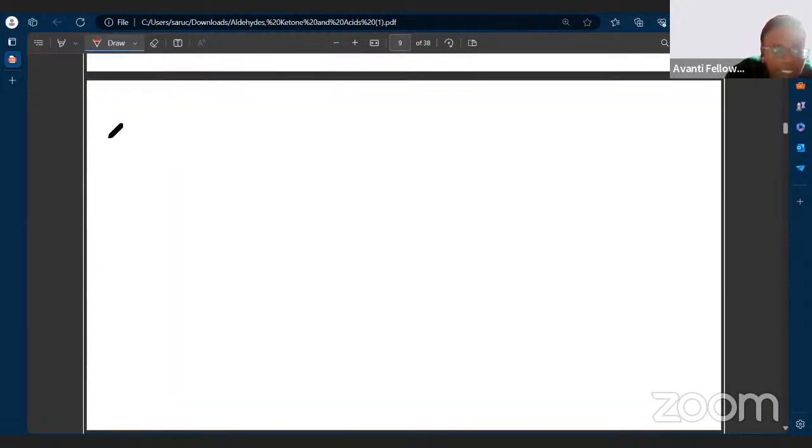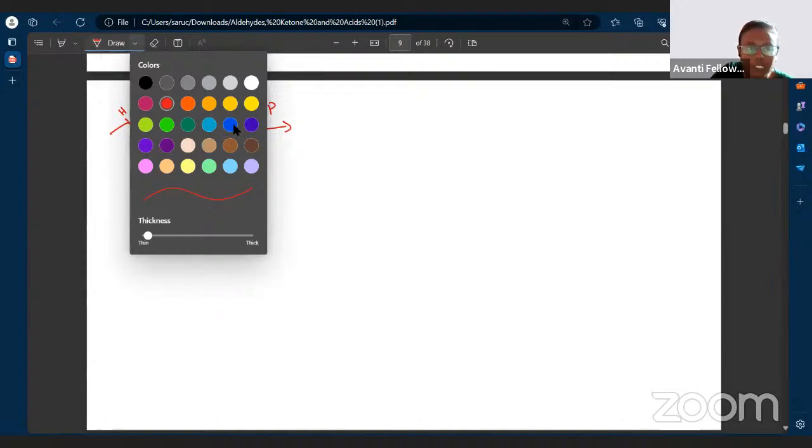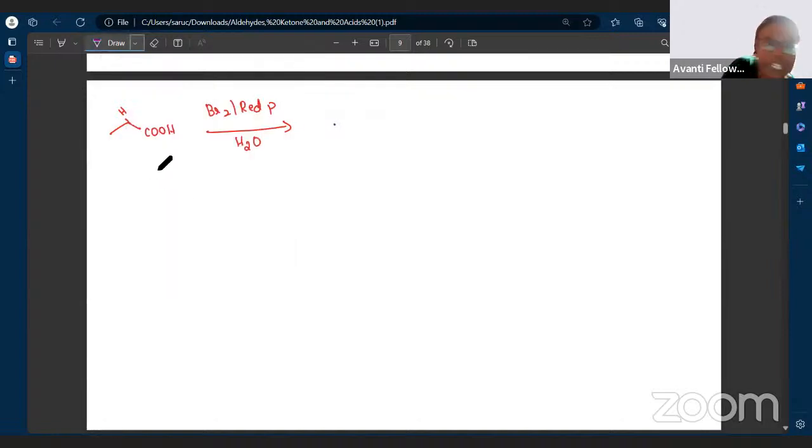So what is given is CH3CH2COOH. Then you react it with bromine in red phosphorus in presence of water. What reaction is this? Can you guess the name of the reaction? You have alpha hydrogen. So an acid which contains alpha hydrogen, when it reacts with bromine in red phosphorus, what is the name of the reaction? Very good. HVZ reaction, Hell-Volhard-Zelinsky reaction.